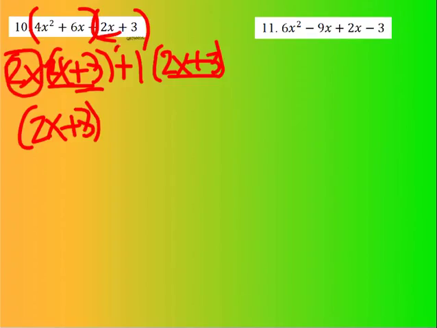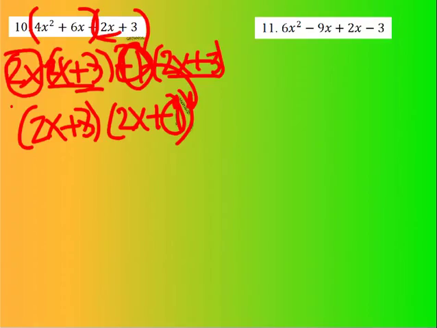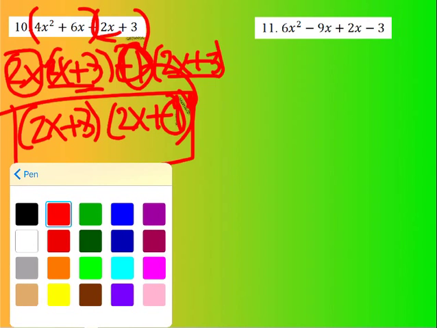Then our other factor, the reason why I wanted to write that 1 there is to remind myself that when I add that other parenthesis, I need to have a 1 there. It's not just 0. I need to have the 1 right here. So then my answer is 2x plus 3 times 2x plus 1. Let's take a look at number 11.